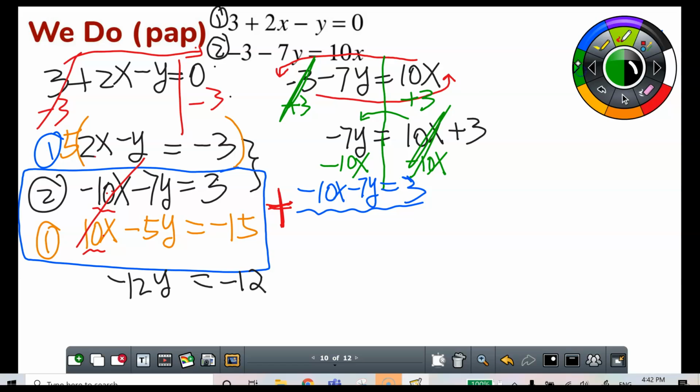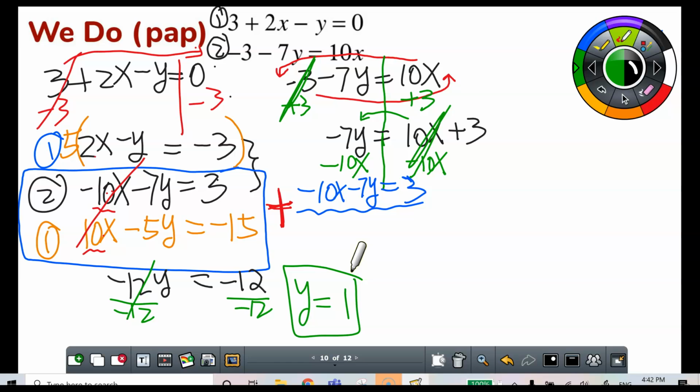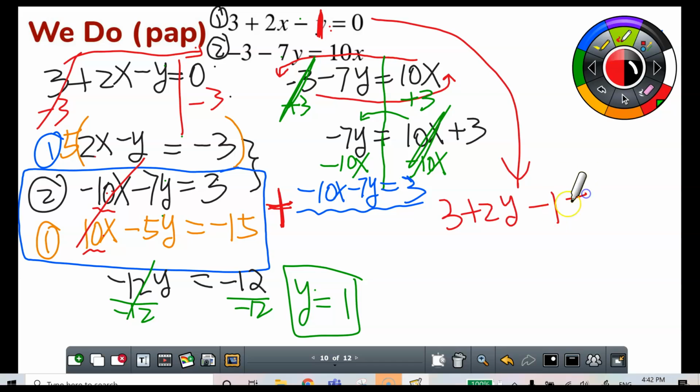And then solve the equation for y by division. So we have y equals +1. Okay? And when you have y, plug it into either of these equations, and you can get the same x. Okay? So let's plug 1 into the first equation. So plug 1 in here in the place of y, and let's rewrite the first equation. It is 3 plus 2x minus 1 equals 0. And keep solving the equation.